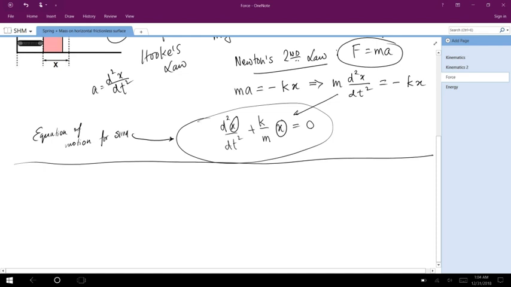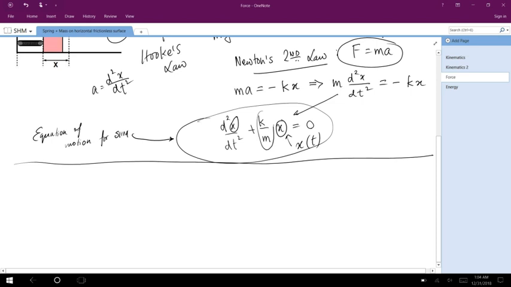Notice that the x appears twice in this equation. It appears just as x and then two derivatives of x with respect to time. And we want to find this x as a function of time. That's our goal. Okay, so this is a second order differential equation with constant coefficients.